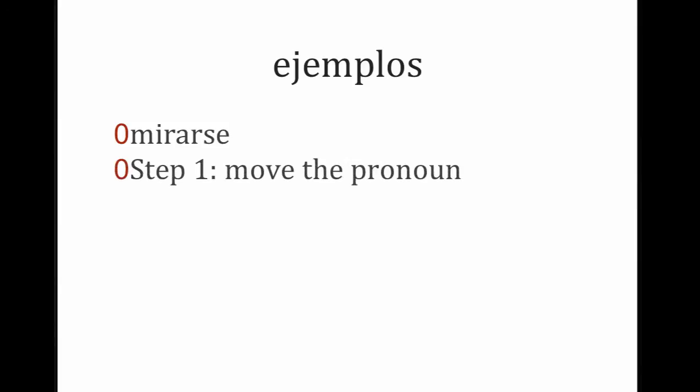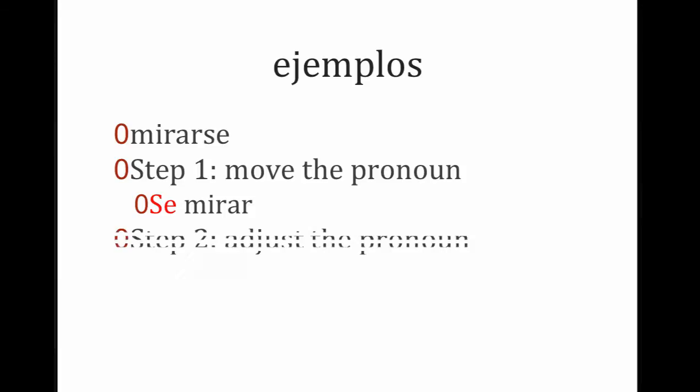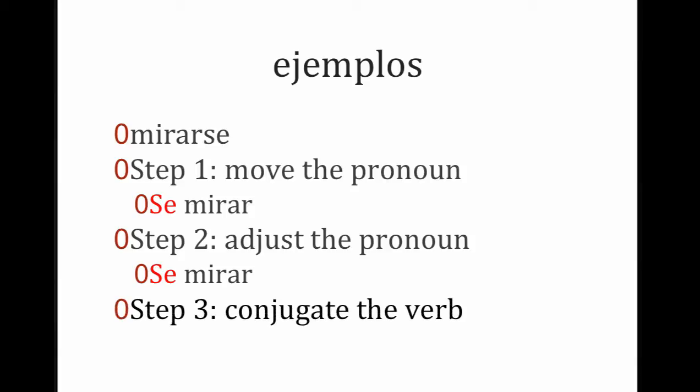All right, now you saw me looking in the mirror. We're going to do this in the ella form because you were watching her look at herself. So, first step, we move the pronoun. Se mirar. It comes to the front of the sentence. Again, because we're writing simple, short sentences right now, we are just going to move the pronoun right to the front. Second step, adjust the pronoun. Now, because we're in the ella form, we are going to keep the se. So we have se mirar. And then finally, in our third step, we conjugate the verb. And we already figured it was in the ella form, as we have se as our pronoun, which becomes se mira.